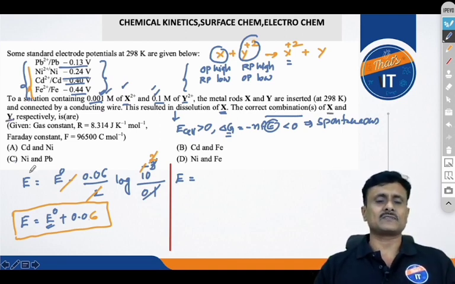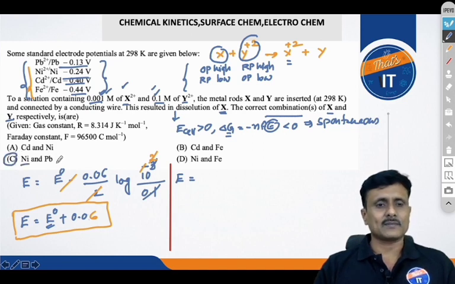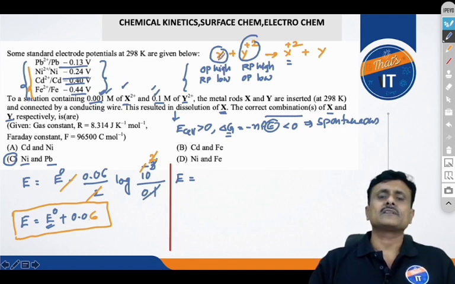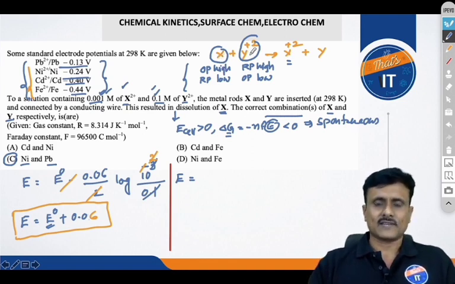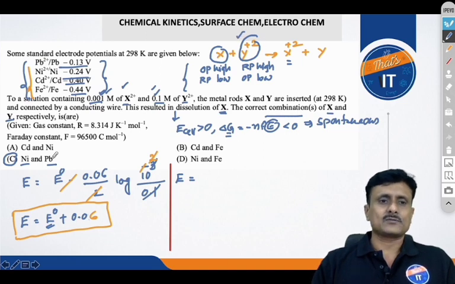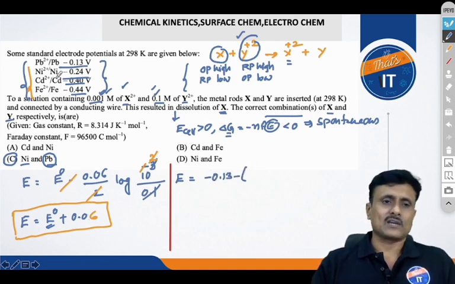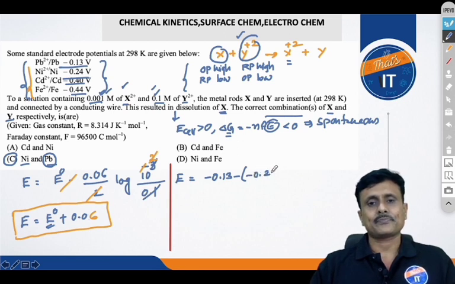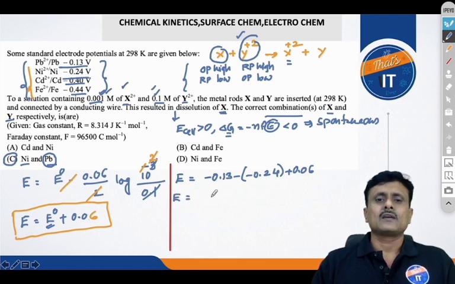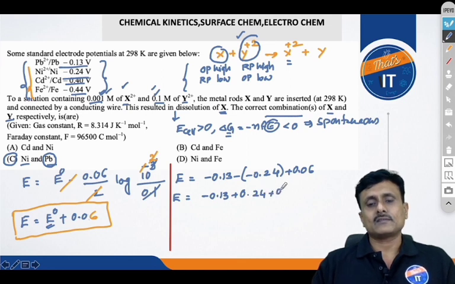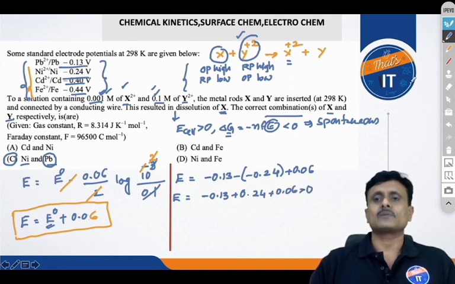So you have to pick the species properly. Since I know the answer, I am picking it up and trying to explain. You can see that X is getting oxidized. Reduction potential of cathode, cathode is Y plus 2. So Y is lead, isn't it? Reduction potential of cathode minus reduction potential of anode. Anode is nothing but nickel, plus 0.06. So this E value is turning out to be minus 0.13 plus 0.24 plus 0.06. That means on the whole this value is turning out to be positive.